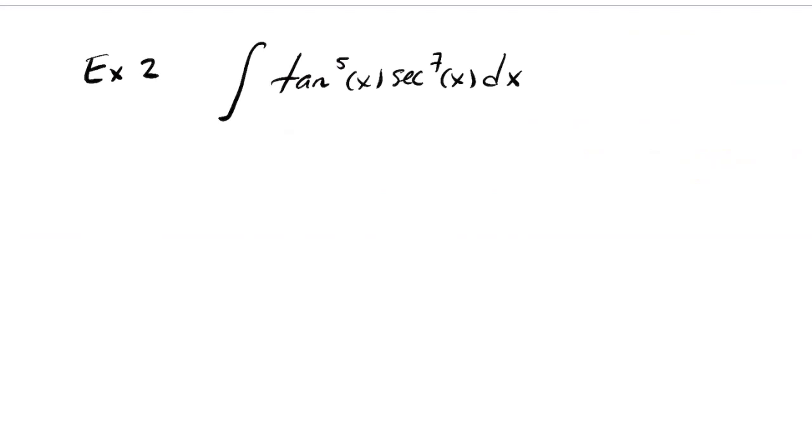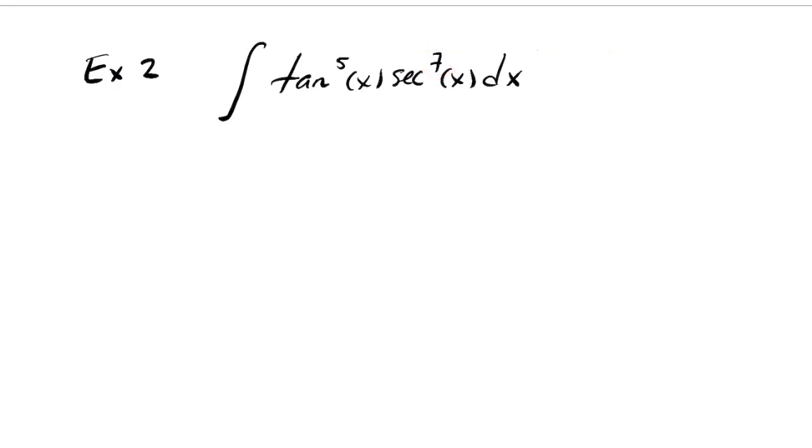The previous method I just did isn't going to work without a modification. Because if I pull off a secant squared here, well, 7 minus 2 is 5, yeah? And 5 is odd. So I'm not going to be able to write 5 as a power of secant squared. So that tangent identity isn't going to work for me, yeah? But I could do the following.